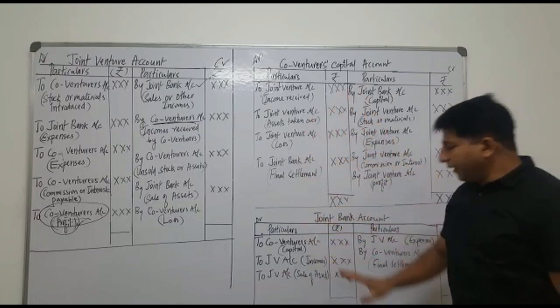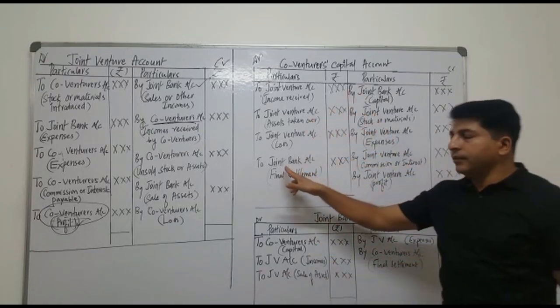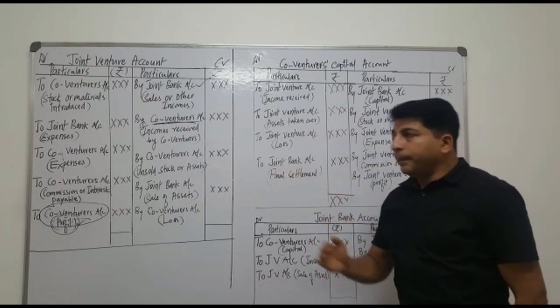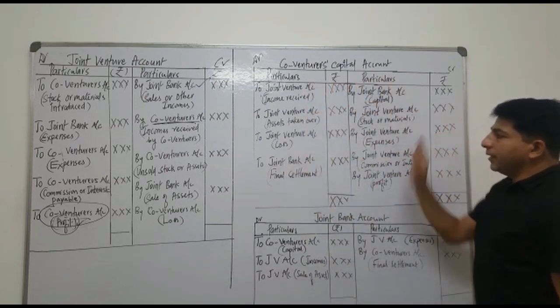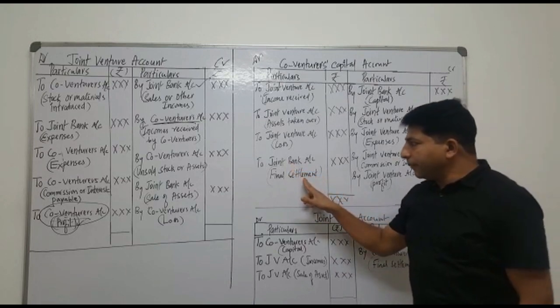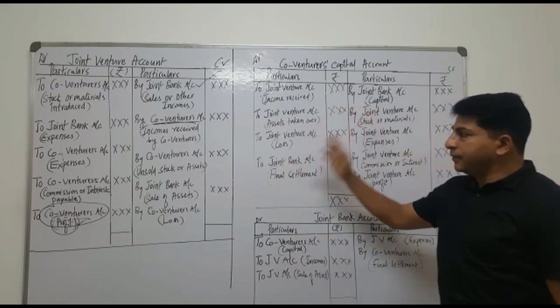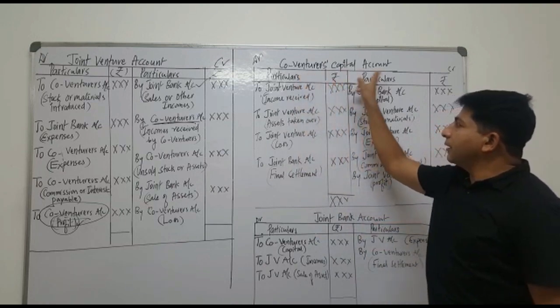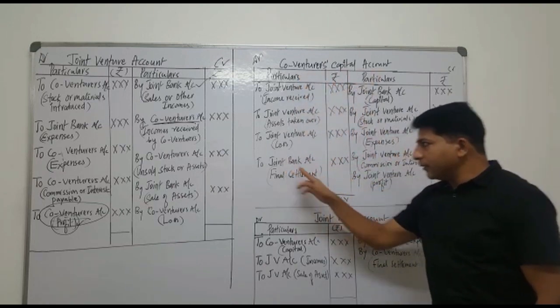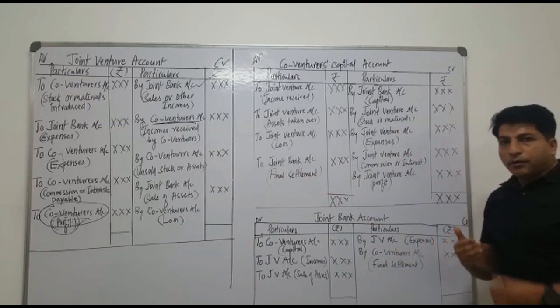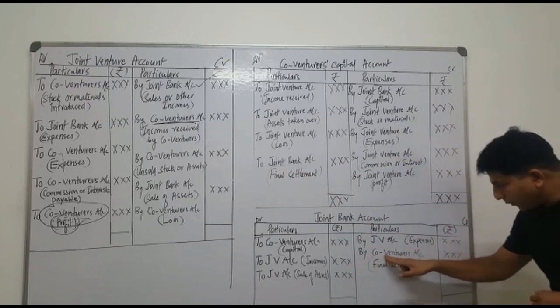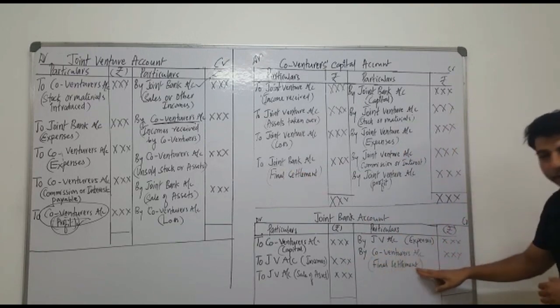Next, the entry for final settlement. Here we close the co-ventures capital account and the final settlement is made. Here the final balance is paid to co-ventures. So the entry is co-ventures capital account to joint bank account. Here the payment is made to co-ventures. This is the final settlement.